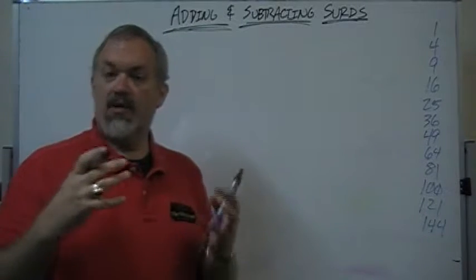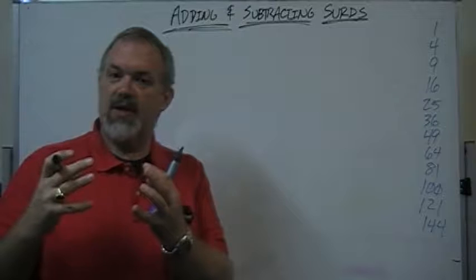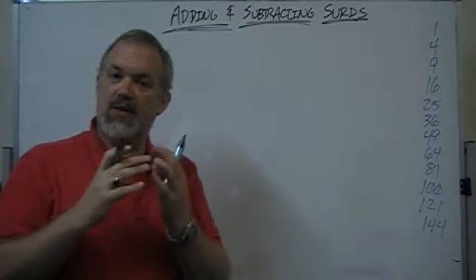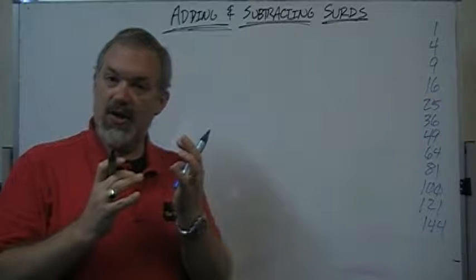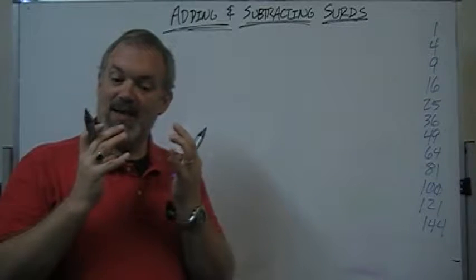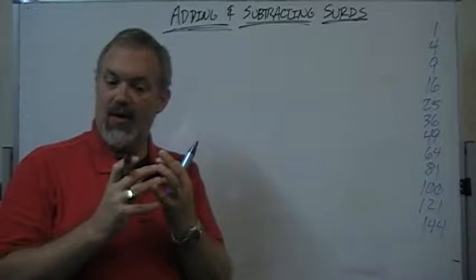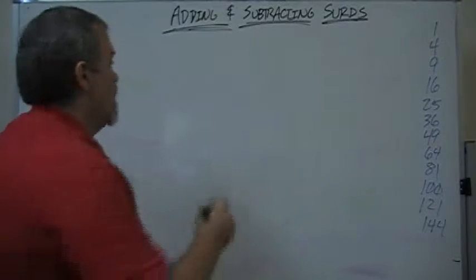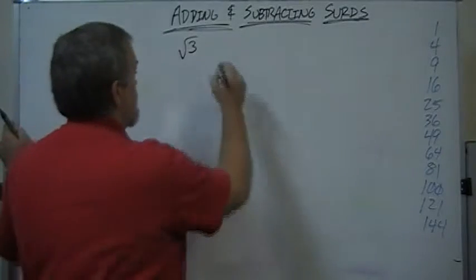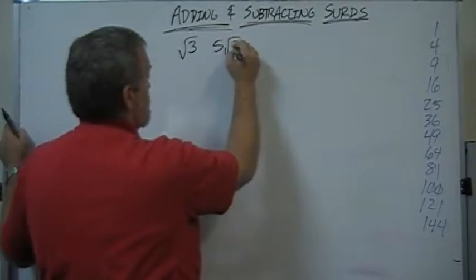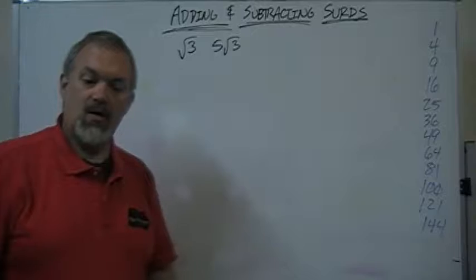And like surds, remember when we talked about like terms in algebra? Like terms are those things that have the same pronumeral raised to the same power. Like surds, the same idea, it has to be the same number under the radical or under the surd. So for example, square root of 3, that's obviously a surd. This one, 5 square roots of 3, they have the same number under the radical.